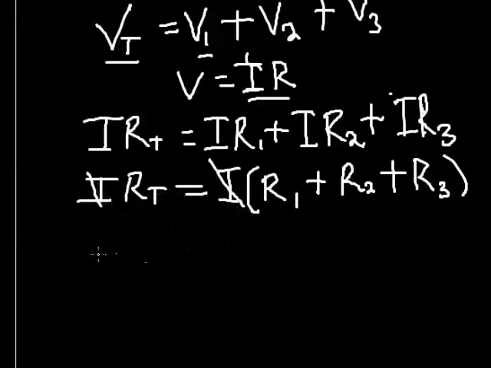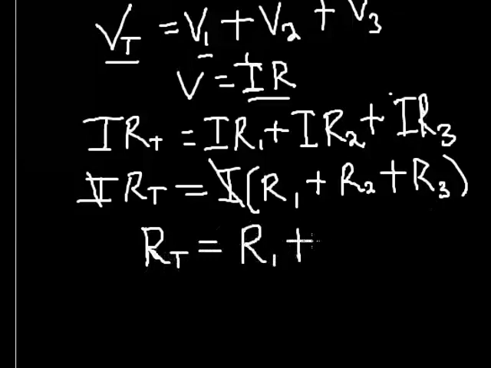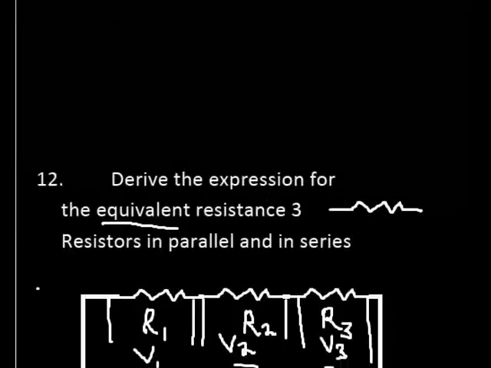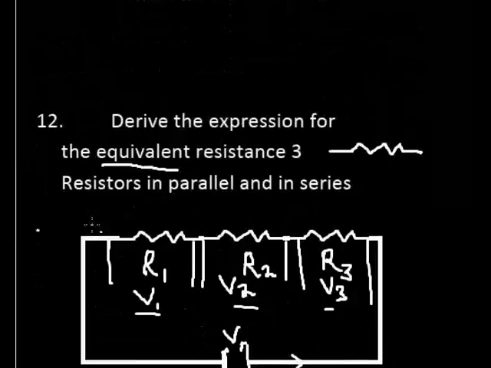Please take note of that. Alright, this is mathematics. So I'm now left with R total. The total resistance for series connection is going to be equal to R1 plus R2 plus R3. So please take note, when resistors are connected in series, to get their total resistance, you add them: R1 plus R2 plus R3. So this is the derivation for series connection. Remember, we're asked to derive both series and parallel.